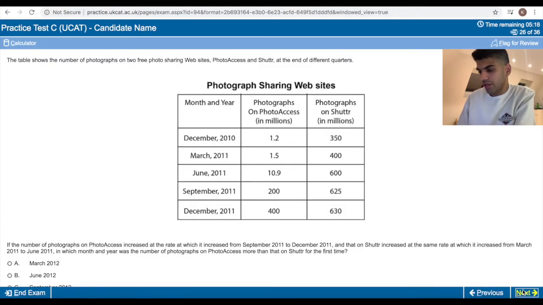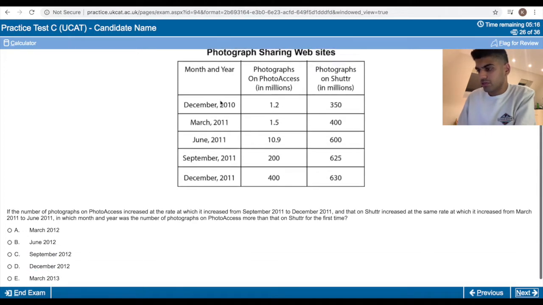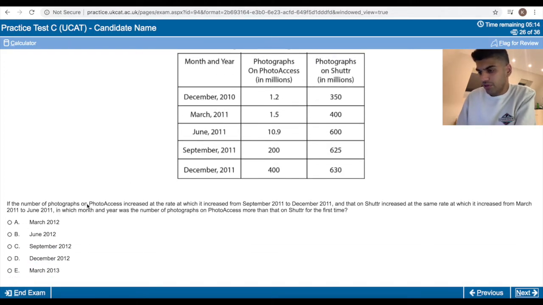35 million. Okay, so the table shows, okay, so if the number of photographs in Photo Access, which is here, increased at the rate at which it increased from September 11 to December 2011, so it's just doubled, and that Shutter increased at the same rate at which it increased from March 2011 to June 2011, so a 1.5 increase, in which month would Photo Access have more than Shutter for the first time?